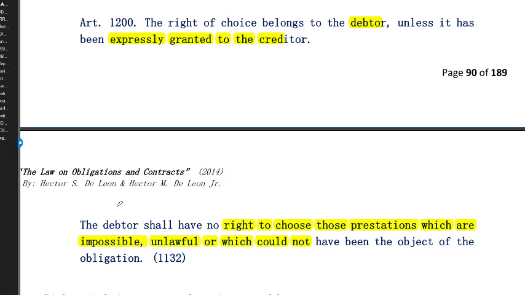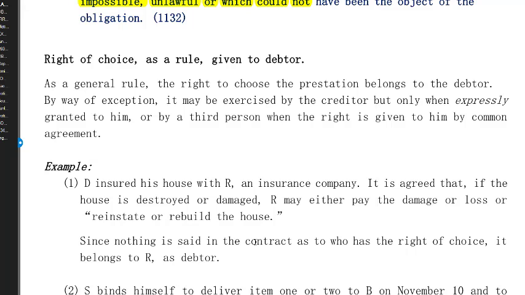So, the right to choose belongs to the debtor. Let's say, for example, I oblige myself to give you object 1 and object 2. Hindi naman po nagme-mention nga kung alin doon. So, based on the provision, although it's silent, the right to choose or the right of choice belongs to the debtor. So, it is very important that you know the rules as being provided under 1200.